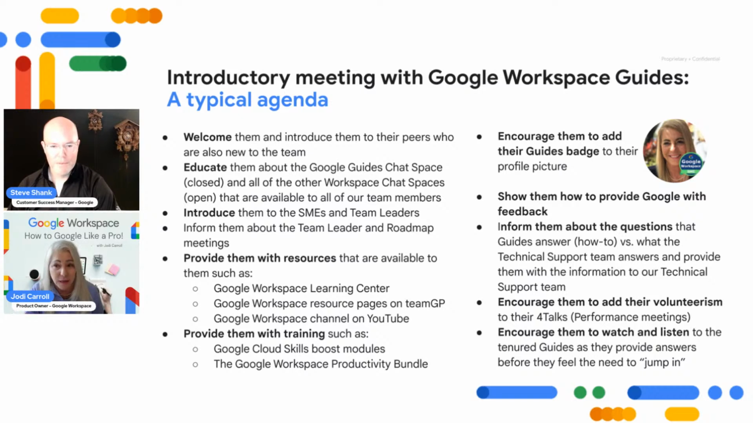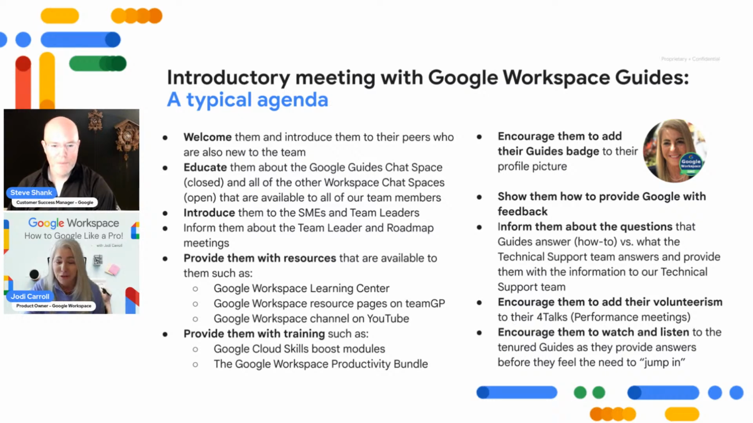And then I also tell them to add their badge, and I give them the way to add their badge to the profile picture, which is up in the right-hand corner here. That's my picture with my badge on it. We show them how to do that. And then I show them how to provide Google with feedback, because another thing our teams want to know is how to provide feedback to Google on things we'd like to see change in our environment.